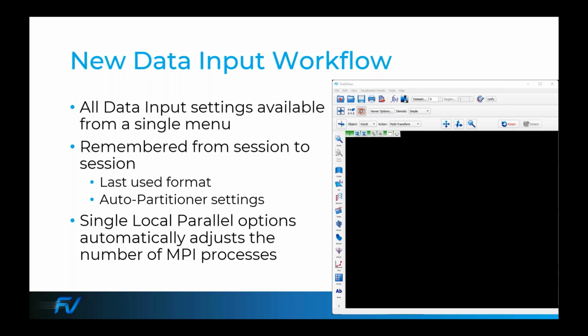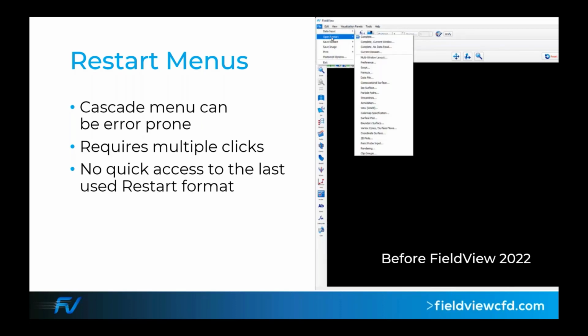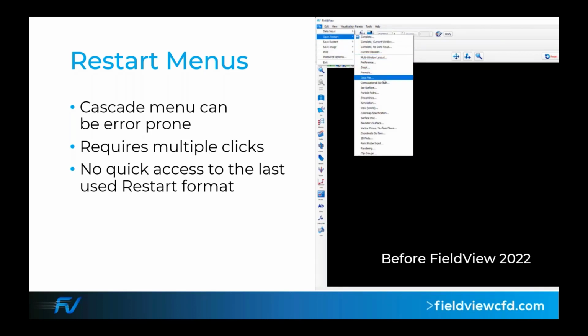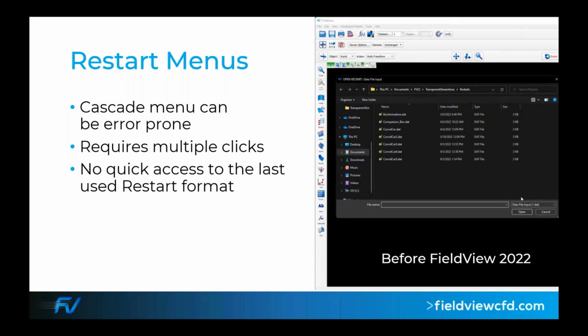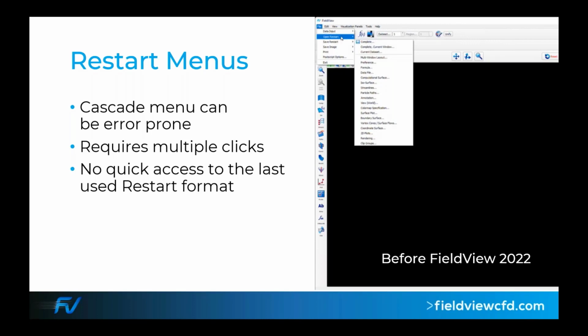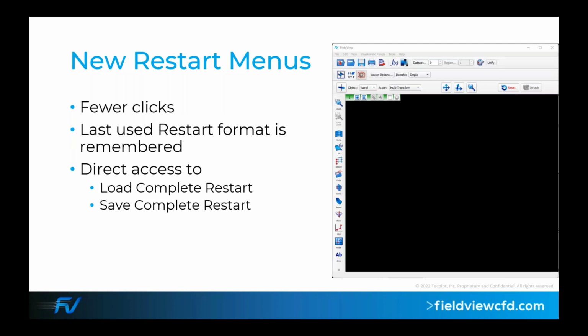We've done similar improvements to another section that is about the restarts menu. So if we look again at how it was before this version, you had to go to File, Open Restart, and File, Save Restart to find another bit confusing cascade menu that was, again, quite error prone. And you had to select in that cascade menu the right type of restart that you wanted to use. So all of that was a bit cumbersome, and we wanted to make it a bit easier. So let me again show you what it's like now, and we'll start by going into FieldView for a quick demonstration.